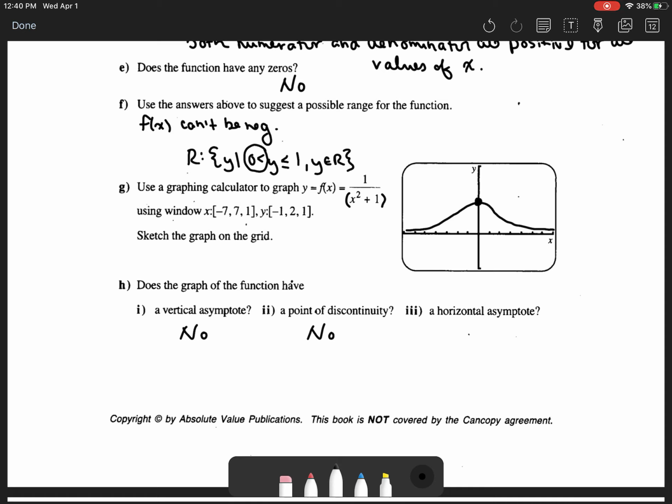And does it have a horizontal asymptote? Yes, it does. That is occurring at y is equal to 0, or again, the x-axis. And I know that by comparing the degree of the numerator with the degree of the denominator.